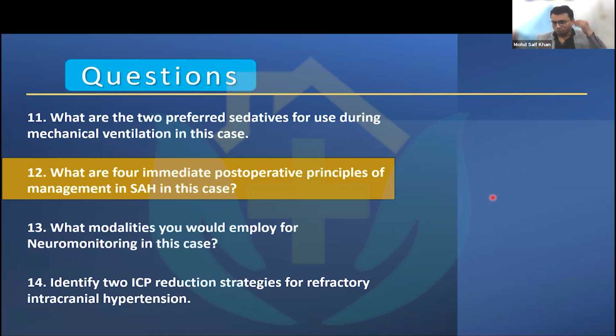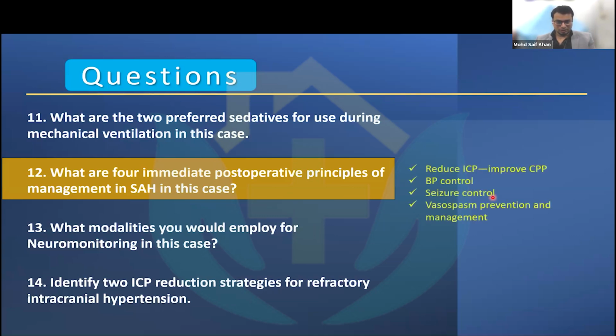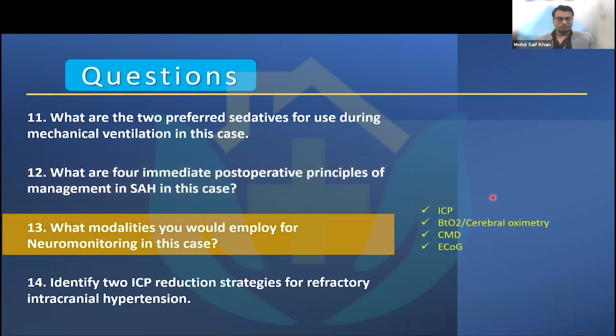Now, what are 4 immediate post-operative principles of management in SAH in this case, especially? Here you have to control ICP, you need to control blood pressure. Yes, very good, because the aneurysm is still not managed. The seizure has to be controlled, and vasospasm has to be prevented. Now, what modalities of neuromonitoring would you apply?